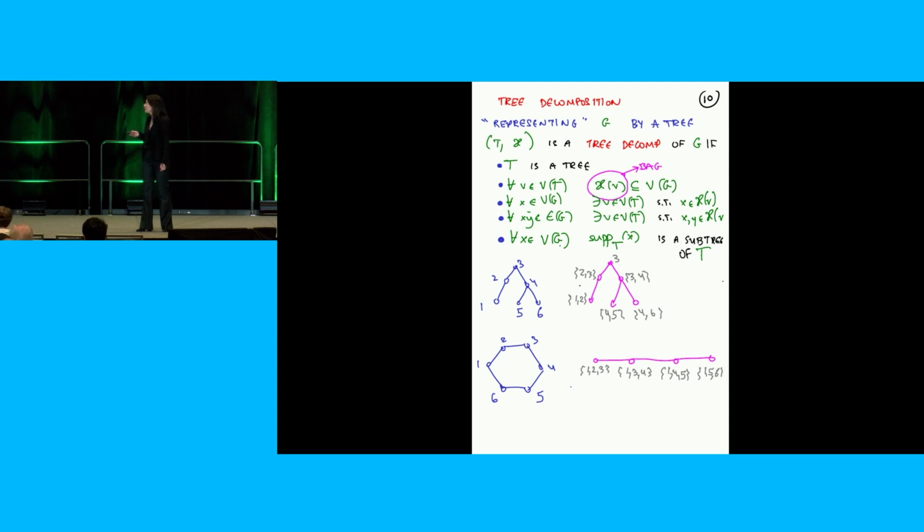So I must add 1 to this bag, and I must add 1 to that bag, right, in order to capture the edge 1, 2, and to capture the edge 1, 6. And so now what? Well, now I recall the rule that if 1 is here and 1 is there, then 1 has to be everywhere along the way. So I'm going to add 1 to this bag and to that bag as well.